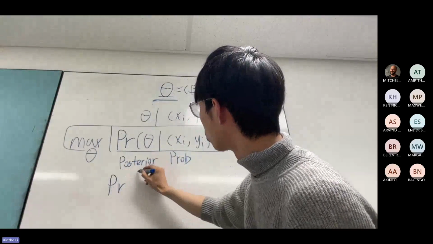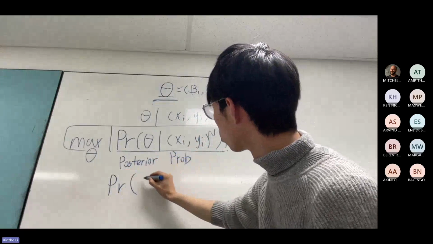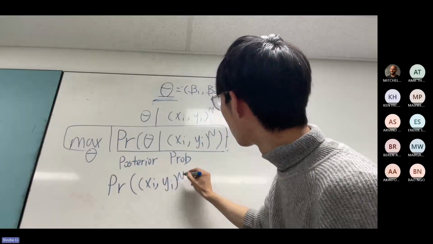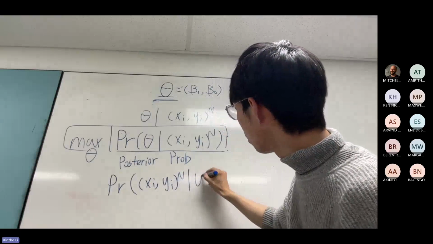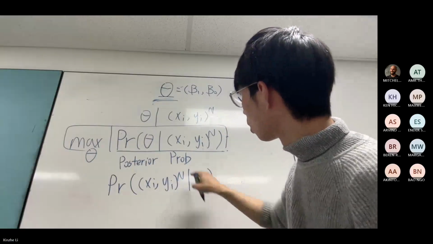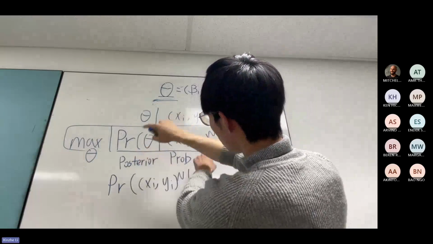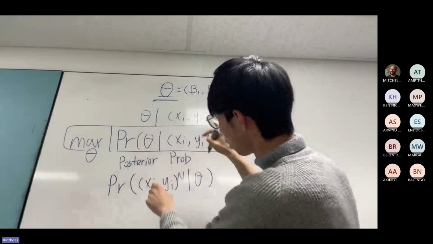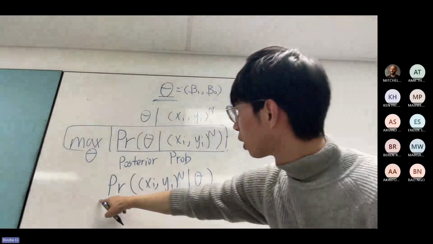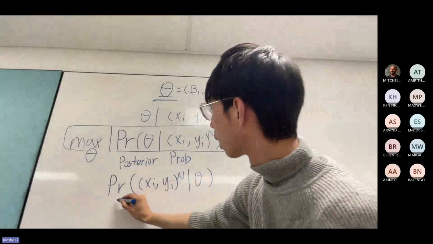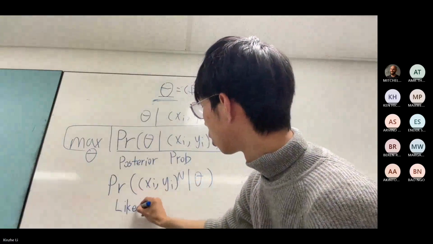The likelihood in this case is equal to the probability of data given theta. Now I just convert the positions. Now it becomes the probability of data given the parameters. This is called likelihood.